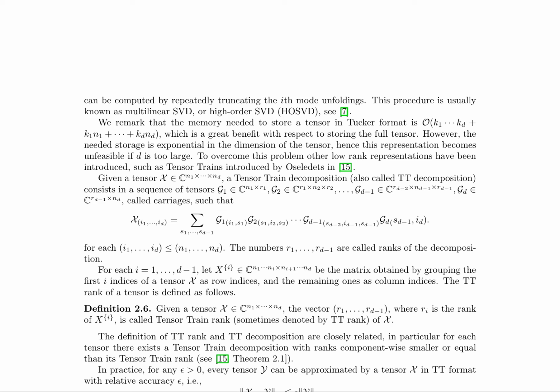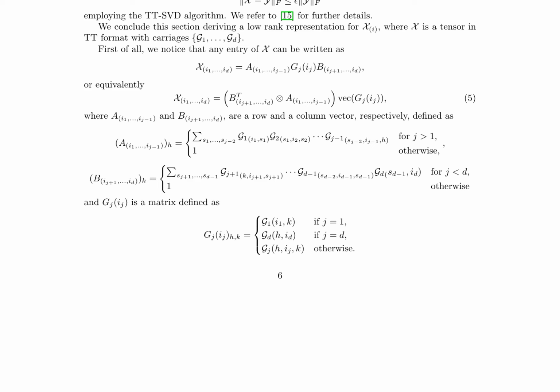The tensor train rank of a tensor is defined as the vector R1, ..., R_{d-1}, where R_i is the rank of X_i, obtained by grouping the first i indices of a tensor X as row indices and the remaining ones as column indices. For any epsilon greater than 0, every tensor Y can be approximated by a tensor X in TT format with relative accuracy epsilon.